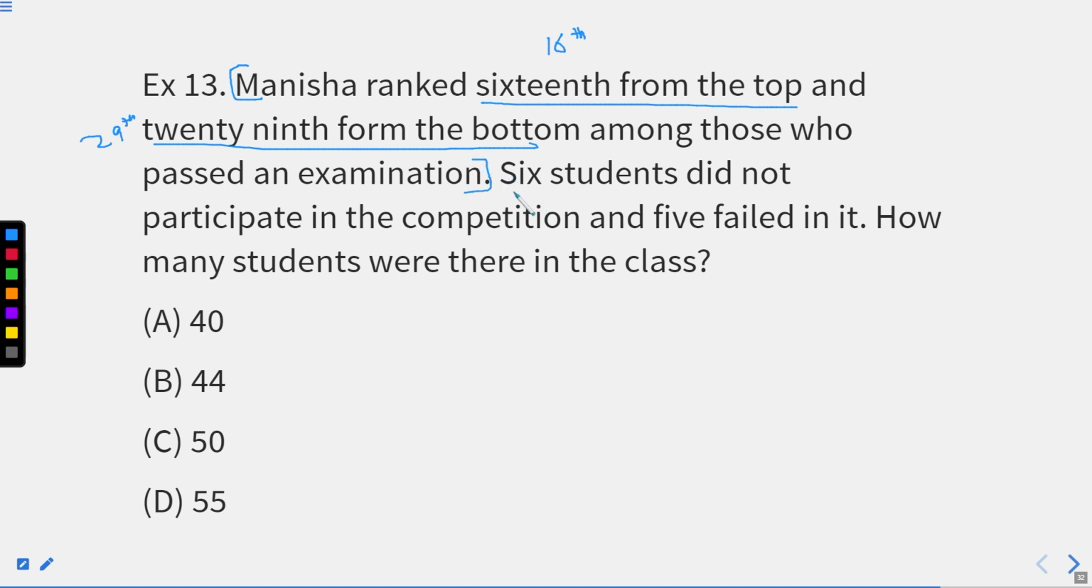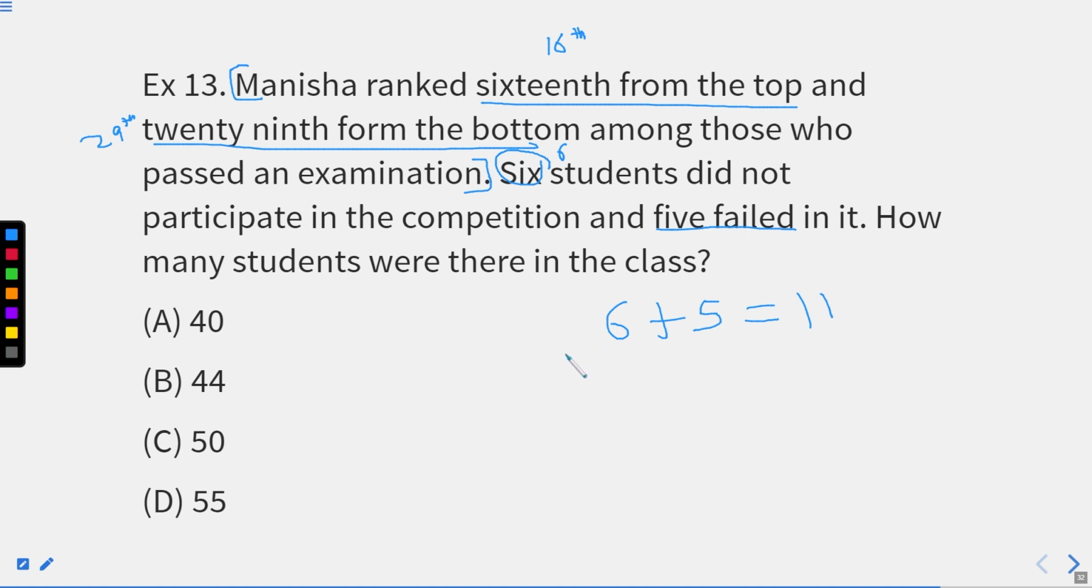There are 6 students who didn't appear in the exam. So mark it as 6. 6 students who didn't participate in the competition. 5 students are those who failed the exam. So now we have 3 situations. The first one is related to the students who cleared the exam. The second situation is related to the students who didn't appear in the exam. The third situation is about those who failed the exam. So, those who didn't appear is 6, those who failed are 5. So, we have 11 students along with the number of students passed.